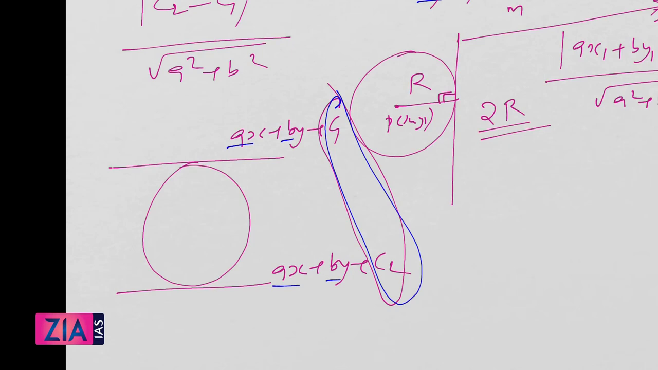You just take the distance between two parallel lines and you will get the diameter. Once you get the diameter, d by 2 will give you the radius. So these are the applications that you can get from these two categories. I hope you understood this. Let's move on to the next type.